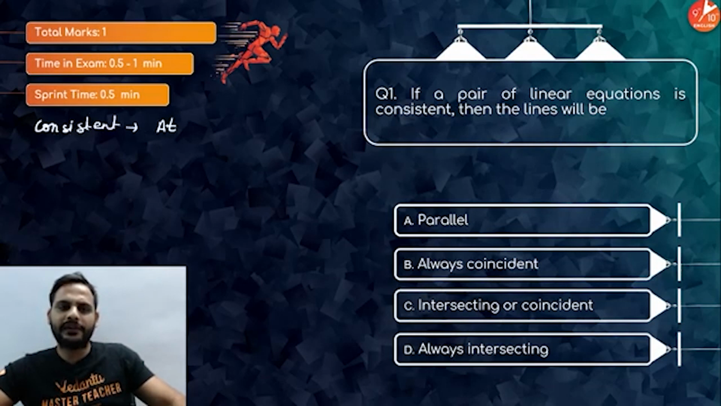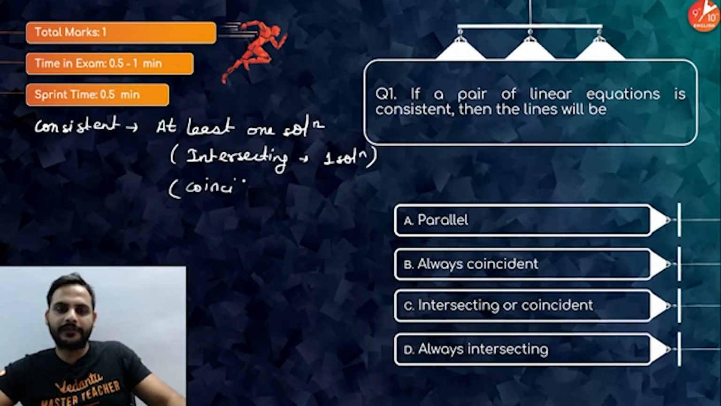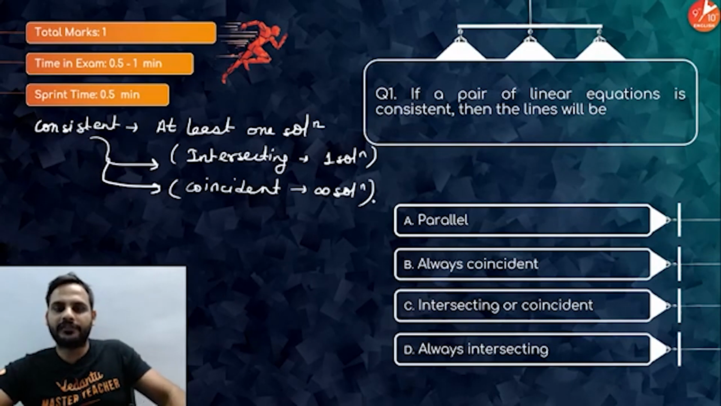At least one solution. Consistent means at least one solution. So in consistent, what I have told is that we get at least one solution in intersecting lines. We get one solution, and in coincident lines, we get infinite solutions. So at least one solution is consistent. That means both of these come under consistent solution.